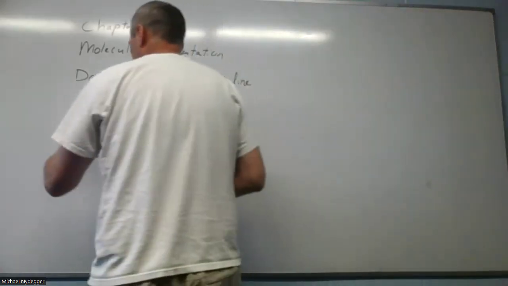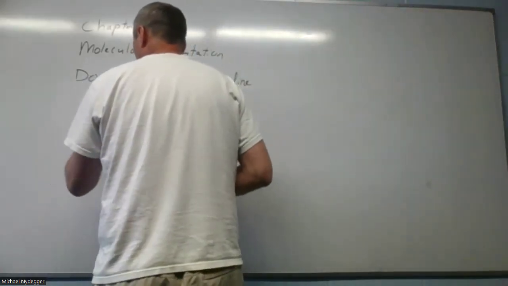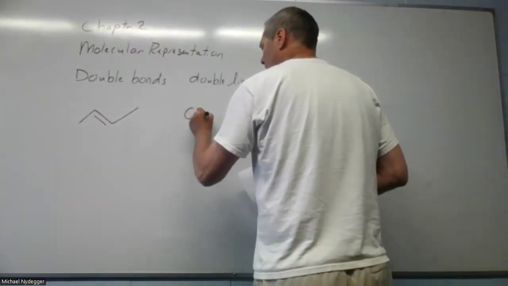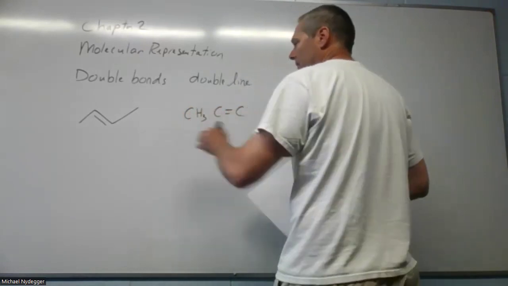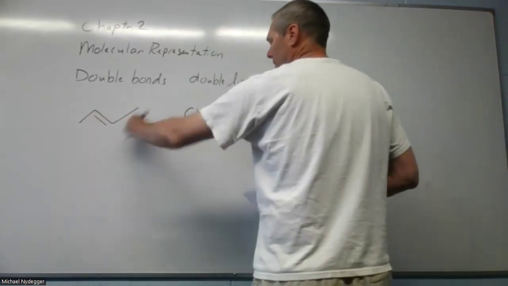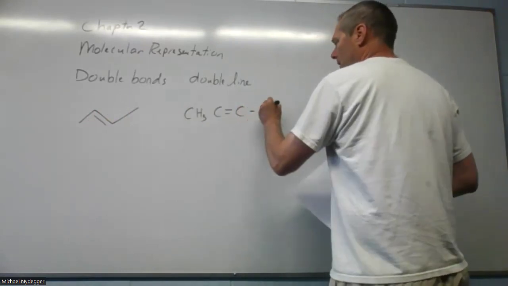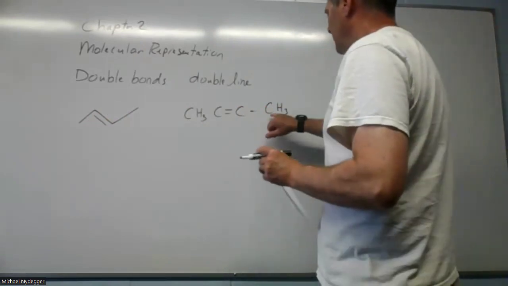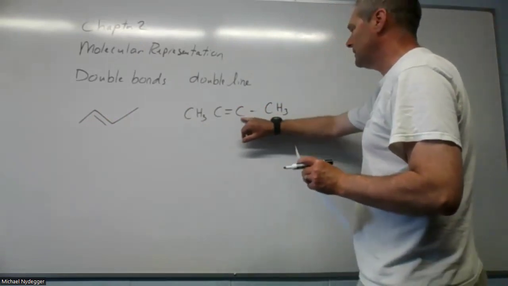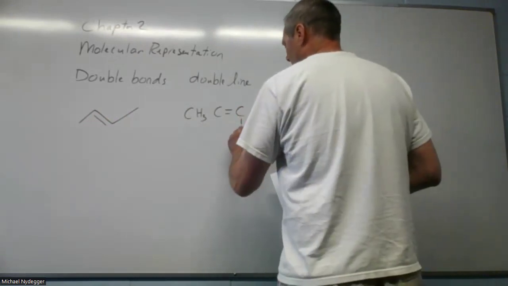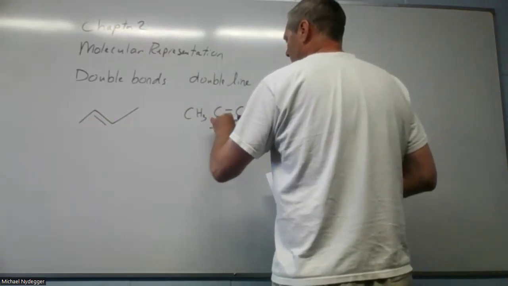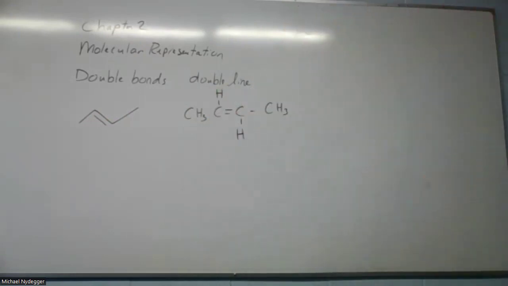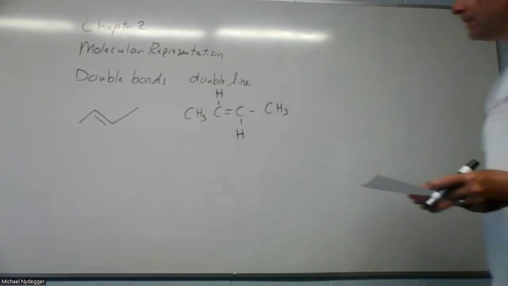So for example, you could have a molecule such as that. And what that would look like is a CH3 carbon, double bond carbon. Coming off that would be a methyl. Now this carbon has four bonds. This carbon only has three bonds, so there's got to be a hydrogen coming off of that. This carbon only now has three bonds, so there has to be a hydrogen coming off of that.